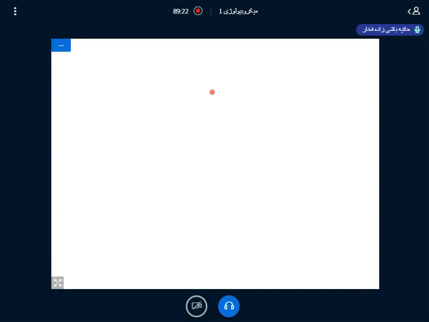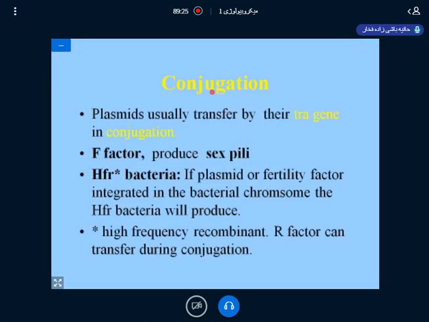Okay, we want to speak about conjugation. Conjugation. Write this slide.